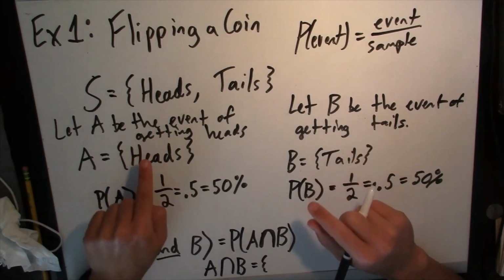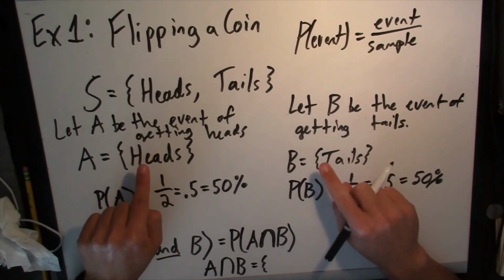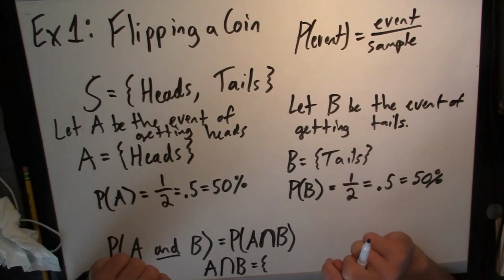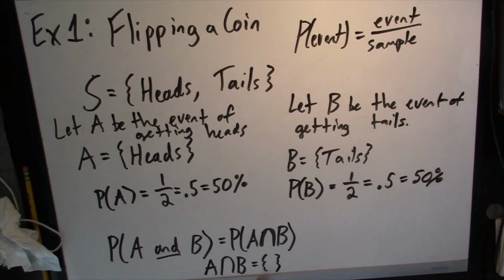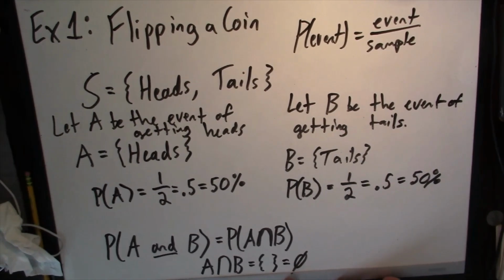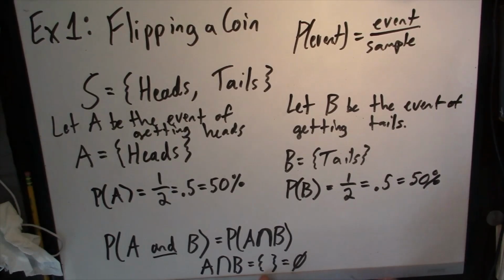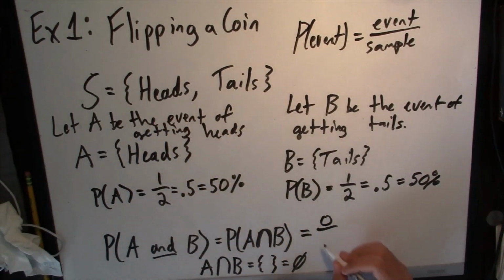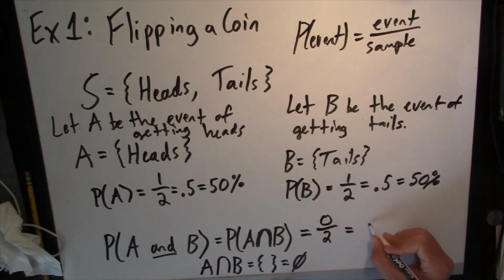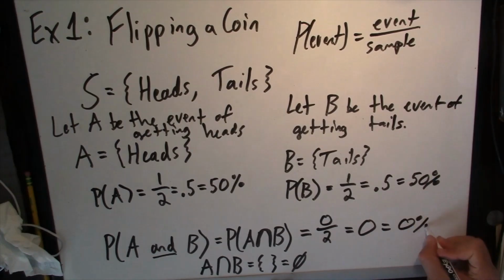common? Well, A has just the element heads, B has just the element tails. So they have nothing in common, so we don't put anything in the set. We just get the empty set. Okay? And the empty set is defined to be a set with no elements. So when we find the probability, the number of elements in our intersection is 0, and the total possible outcomes, heads or tails, is 2. So we get a 0%.